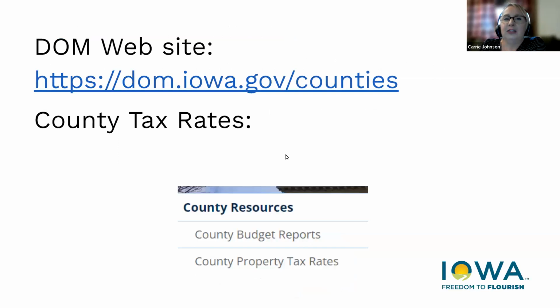When we talk about our lovely budget process, of course, again, I point to the county resource page at dom.iowa.gov/counties. I talked a little bit about county property tax rates. So if you're curious, like, who has levied for unified law, or who all is levying for cemetery, or what are people levying in my region of the state? You can go to this part of our website, the county resources page, and there is county property tax rates.